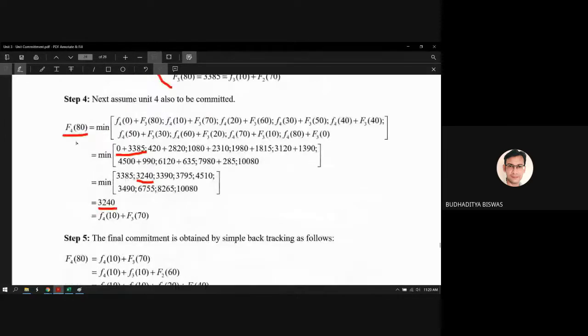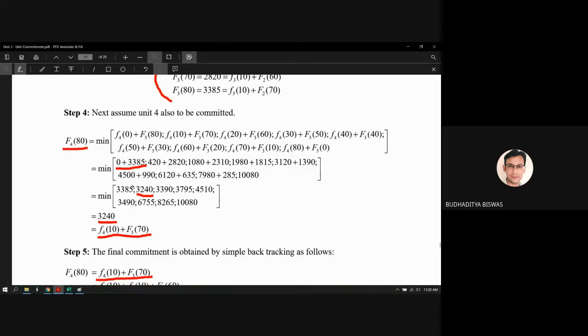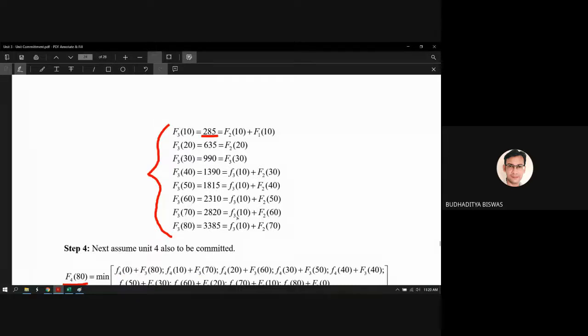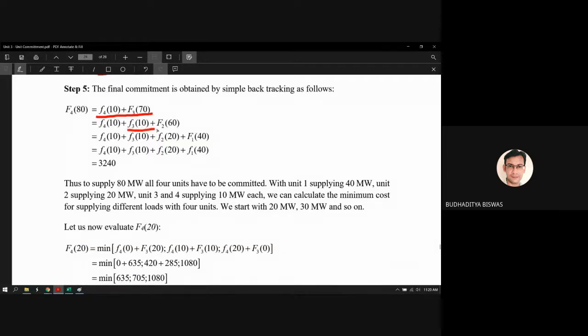So you see F480. Now we go for the backward calculation. What is called the backward calculation? This one is called the backward calculation. F480 is coming from F410 plus F370. Now, what is this F370? F370 is nothing but F310 plus capital F260. Now replace this value, F310 plus capital F260.